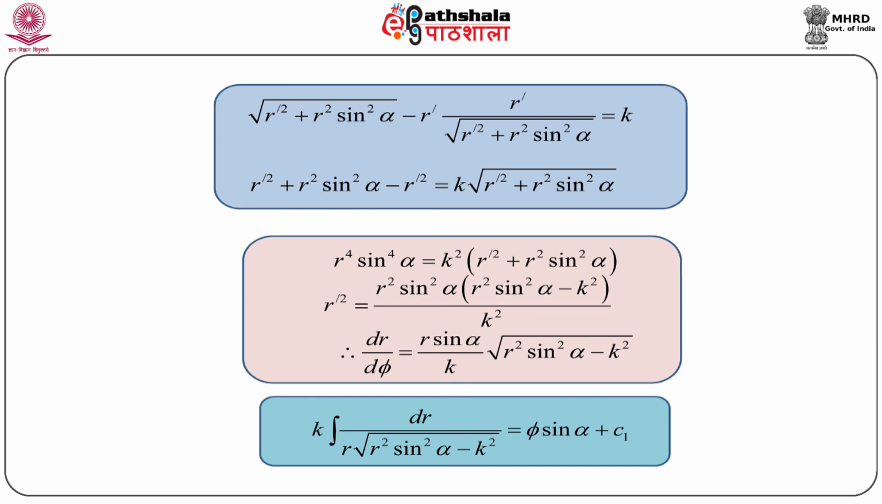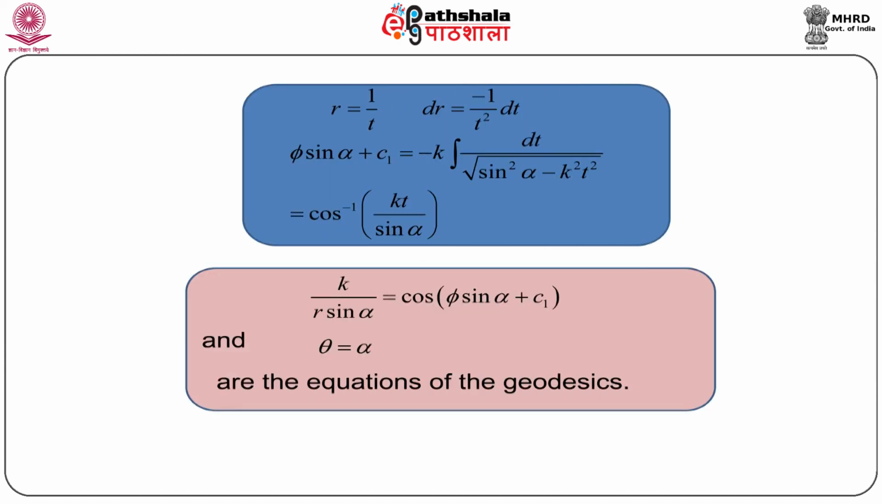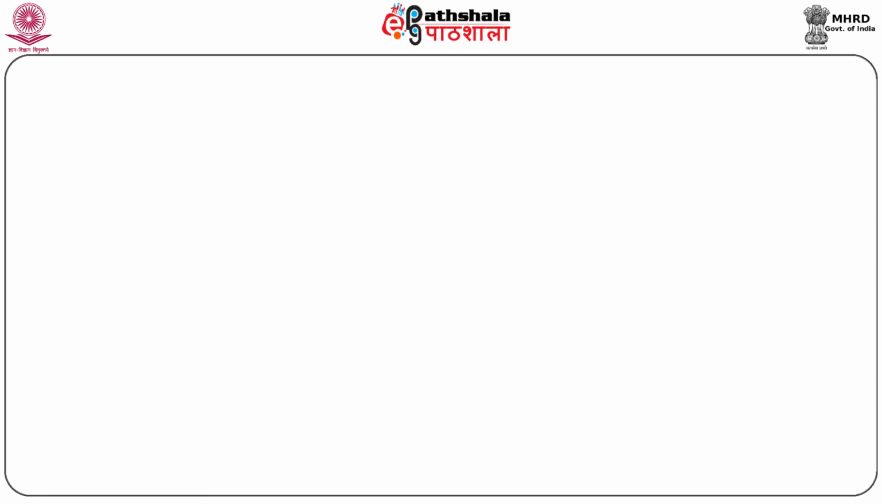Eliminate t between x and y, we get this result, which is nothing but a catenary. And these equations are the parametric equations of the curve.